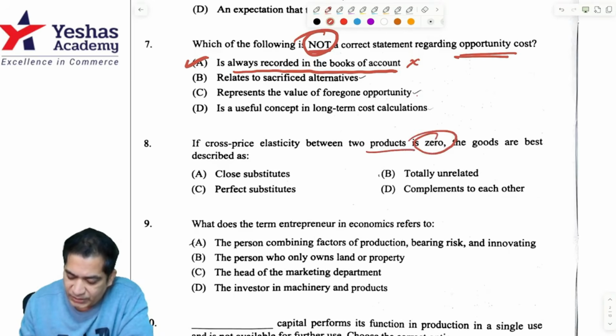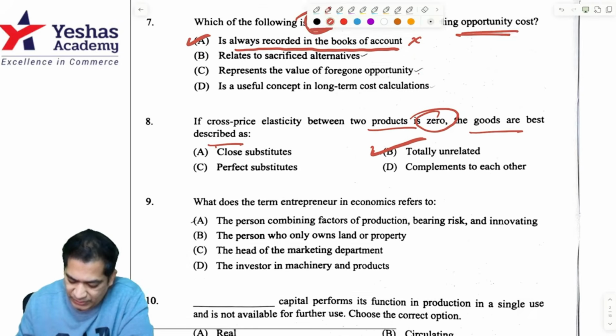If cross price elasticity, it means cross elasticity of price between two products is zero. It means good X and Y cannot be exchanged with one another. The goods will be not related at all. Totally unrelated. B is your answer.